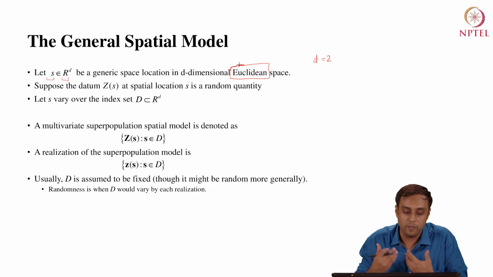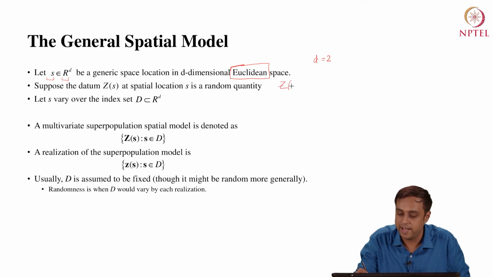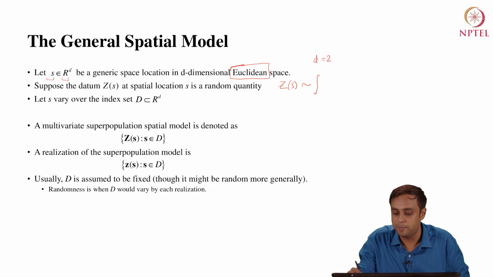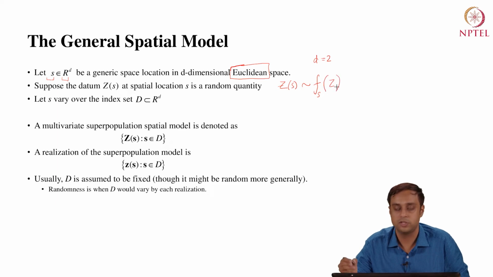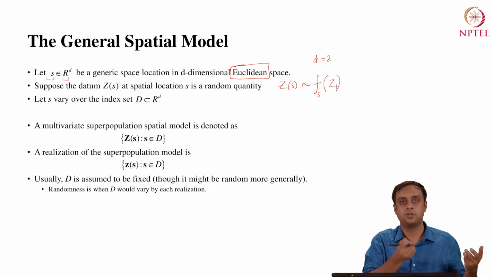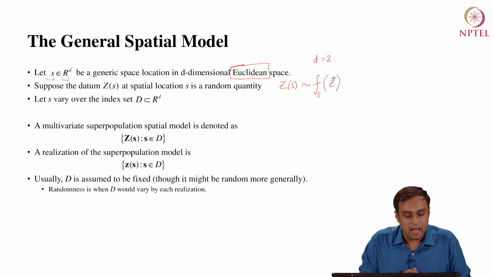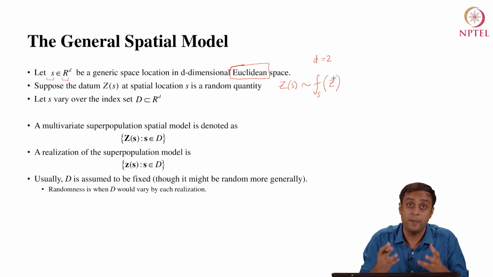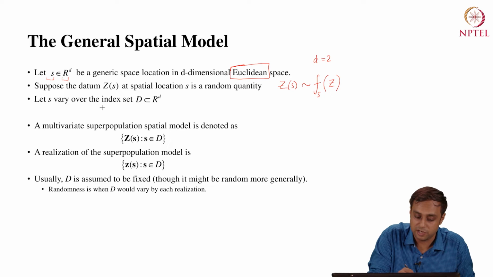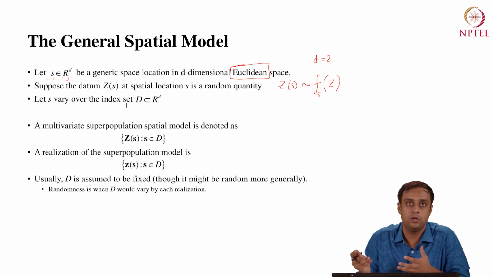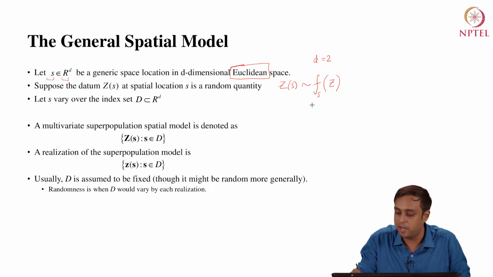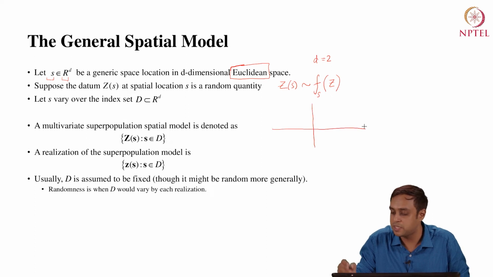Now we have seen that what we mean by a random quantity is that Z of S is going to be distributed by a probability distribution function which is specific to that location S and allows us to draw different realizations of Z, right? And S can vary over the index set or domain D in the D-dimensional space. So again, I'm going to set D equals 2. I am simply working with a given specific domain D.